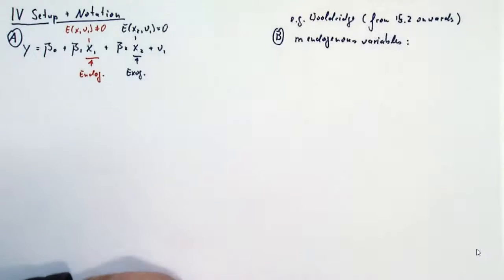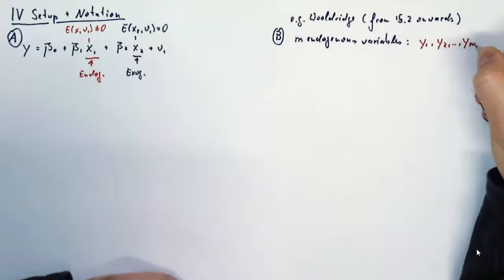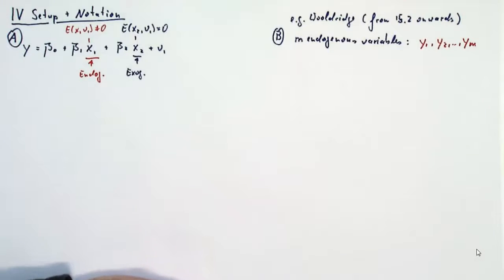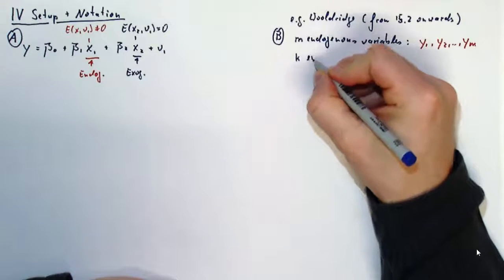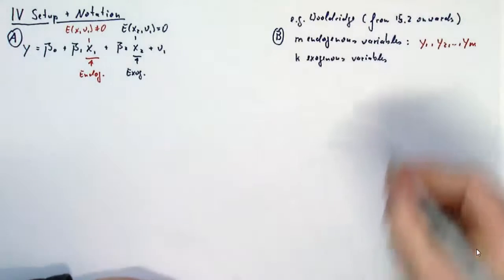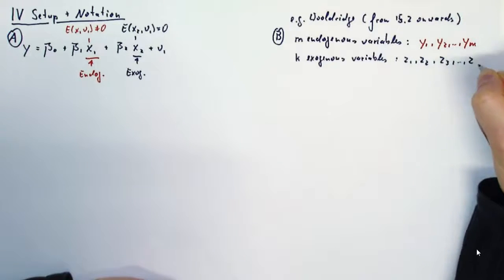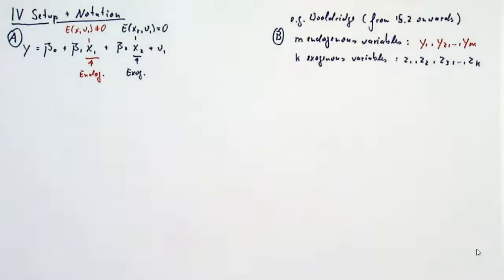Note, in setup A we already had two, y and x1, but now we label all endogenous variables y, so y1, y2, let's say up to ym, that's just an arbitrary m. And we shall have k exogenous variables, and we shall label them z, so z1, z2, all the way to zk. So we'll either have endogenous or exogenous variables. So we will have to make up our mind whether the x's in approach A, whether they are endogenous or exogenous, and put them in one of the two categories.